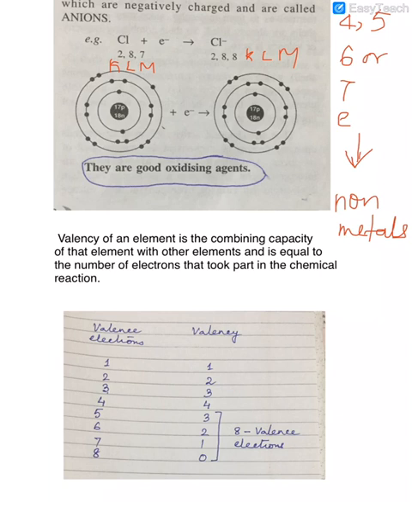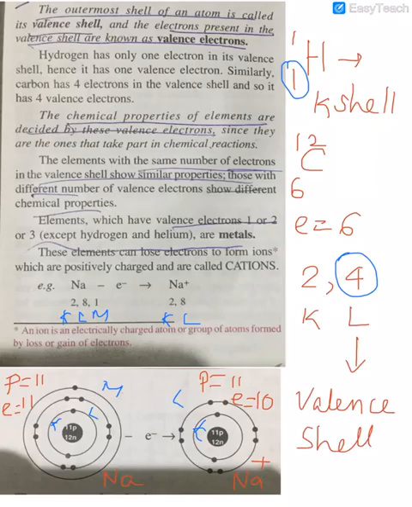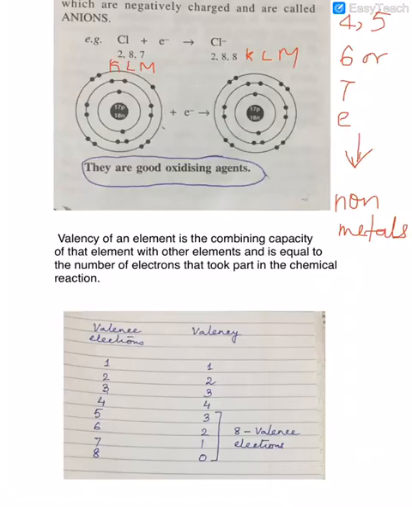Now, consider elements with the valence shell having 8 electrons. In the case of chloride, you can see the valence shell has 8 electrons. In the case of sodium ion, the valence shell again has 8 electrons. So elements with 8 electrons in the valence shell, and helium with 2 electrons, cannot gain or lose electrons. They are chemically inactive and are called inert gases or noble gases. Here chlorine and sodium got the inert gas structure after losing or gaining an electron.